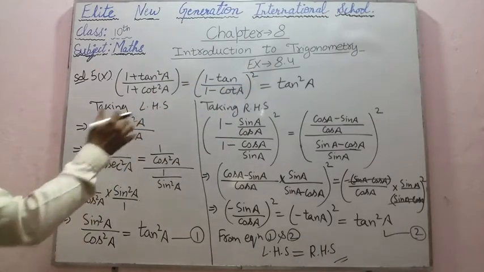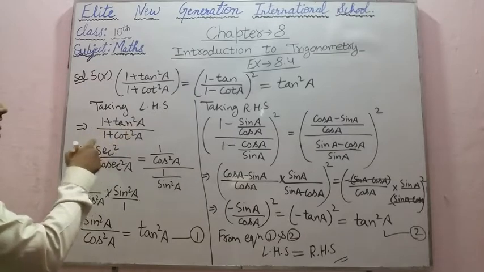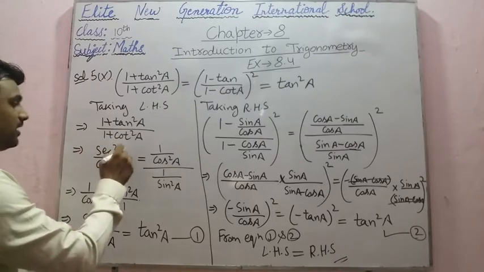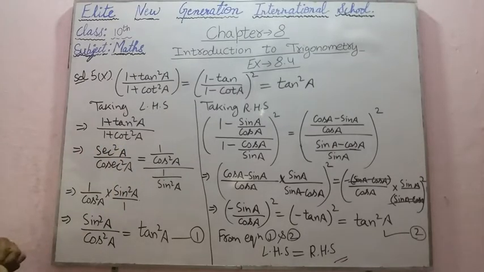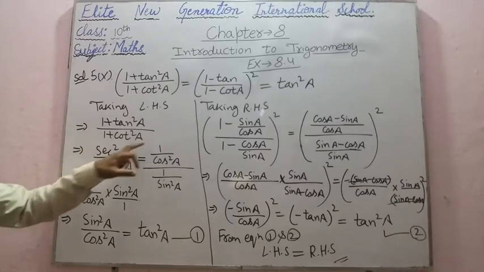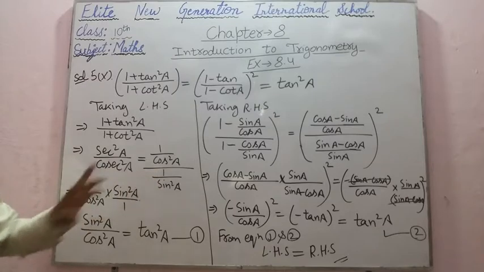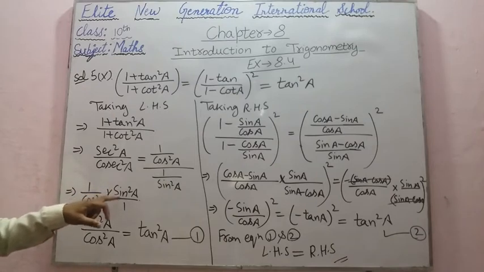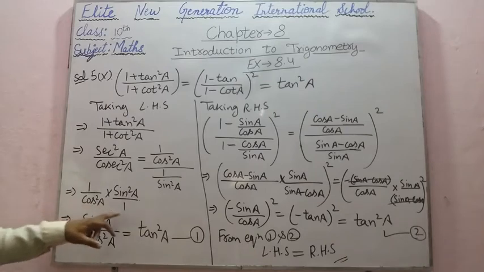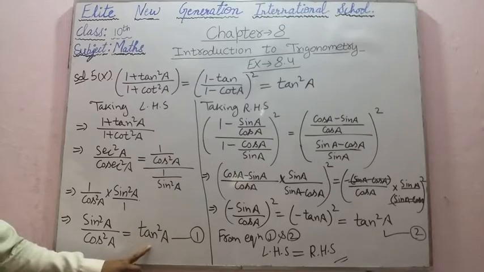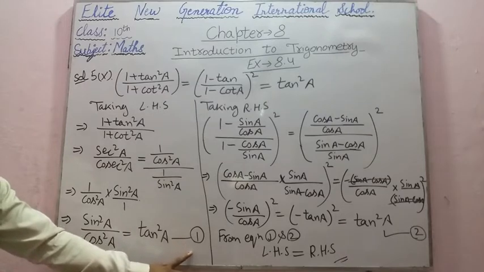So first of all, by taking LHS, here we have 1 plus tan square a upon 1 plus cot square a. So 1 plus tan square a will be sec square a, and 1 plus cot square a will be cosec square a. So in place of sec square a we can write 1 upon cos square a, and in place of cosec square a we can write 1 upon sin square a. So by doing reciprocal, 1 upon cos square a into sin square a upon 1. So 1 into sin square a will be sin square a, upon cos square a into 1 will be cos square a. So sin square a upon cos square a equal to tan square a. So we can put this as equation number 1.